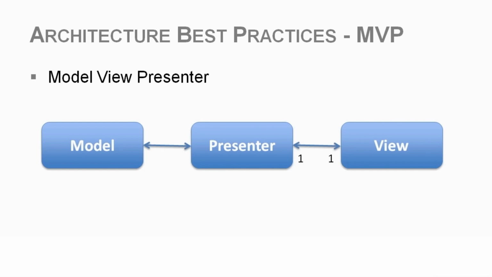Also, note that there's a one-to-one relationship between the presenter and the view. So a presenter can only support one view, and a view only talks to one presenter. The model view controller doesn't make any distinction like that. A controller can support, and often does support, multiple views.